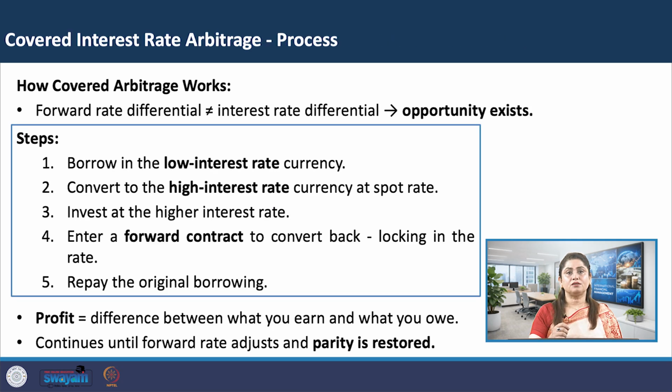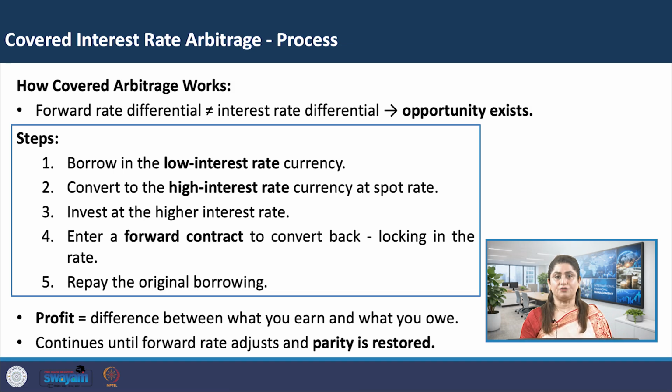Now, the process works like this. First, you borrow in the low interest rate currency. Then you convert those borrowed funds to the high interest rate currency at the current spot rate. You invest those funds at a higher interest rate, and crucially, at the same time, you enter into a forward contract to sell the high interest rate currency and buy back the lower interest rate currency at a rate agreed today. When the investment matures, you complete the forward contract, repay your borrowings, and pocket the difference. The profit is the difference between what you earn and what you owe.